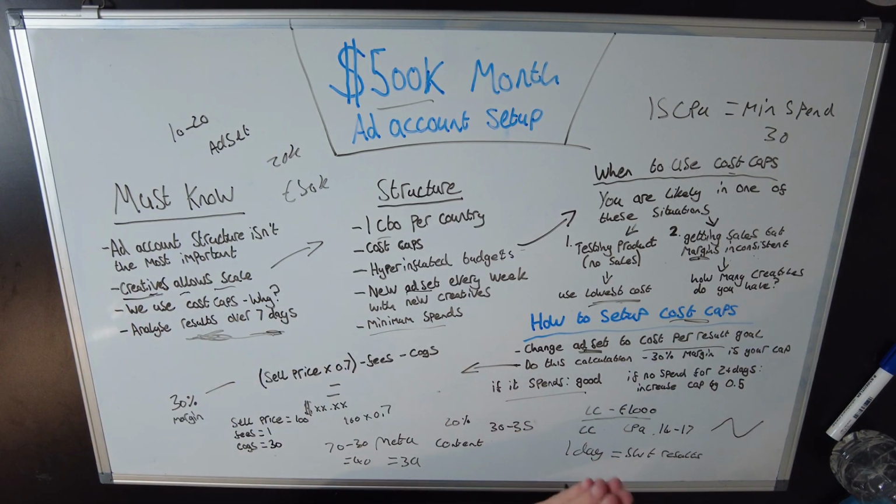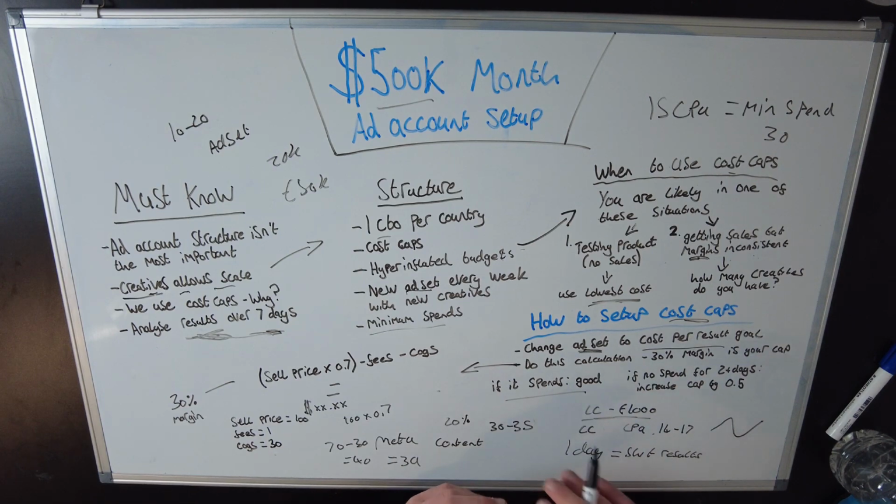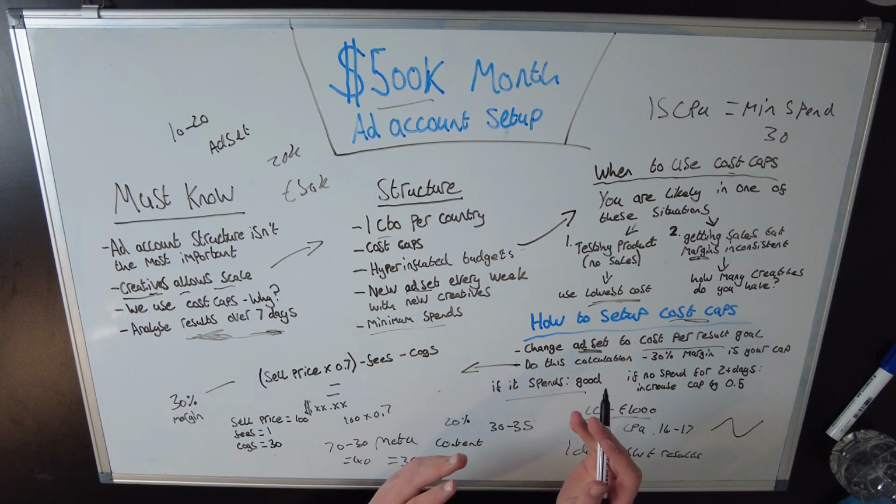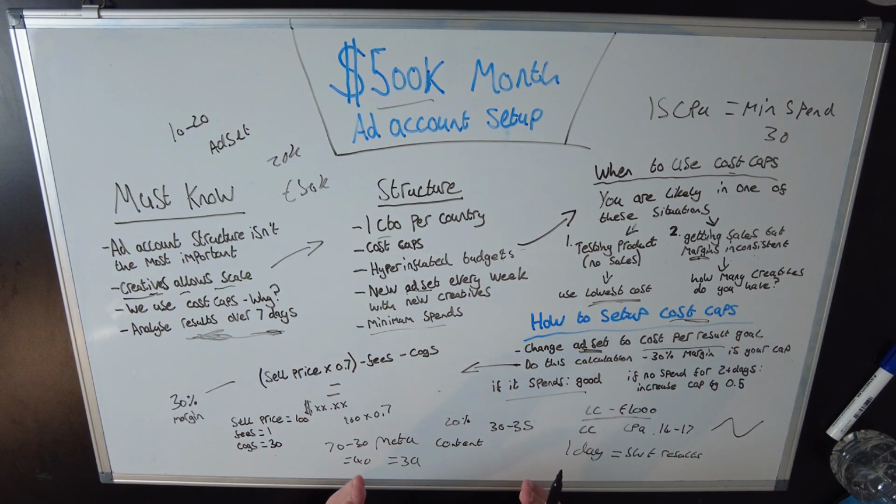We set up the cost cap at a 30% margin with this calculation, and it does all the work for us. We don't need to worry about anything. It just spends when it wants. When demand's up, it spends more. When demand's down, it spends less. It's a perfect setup for us.